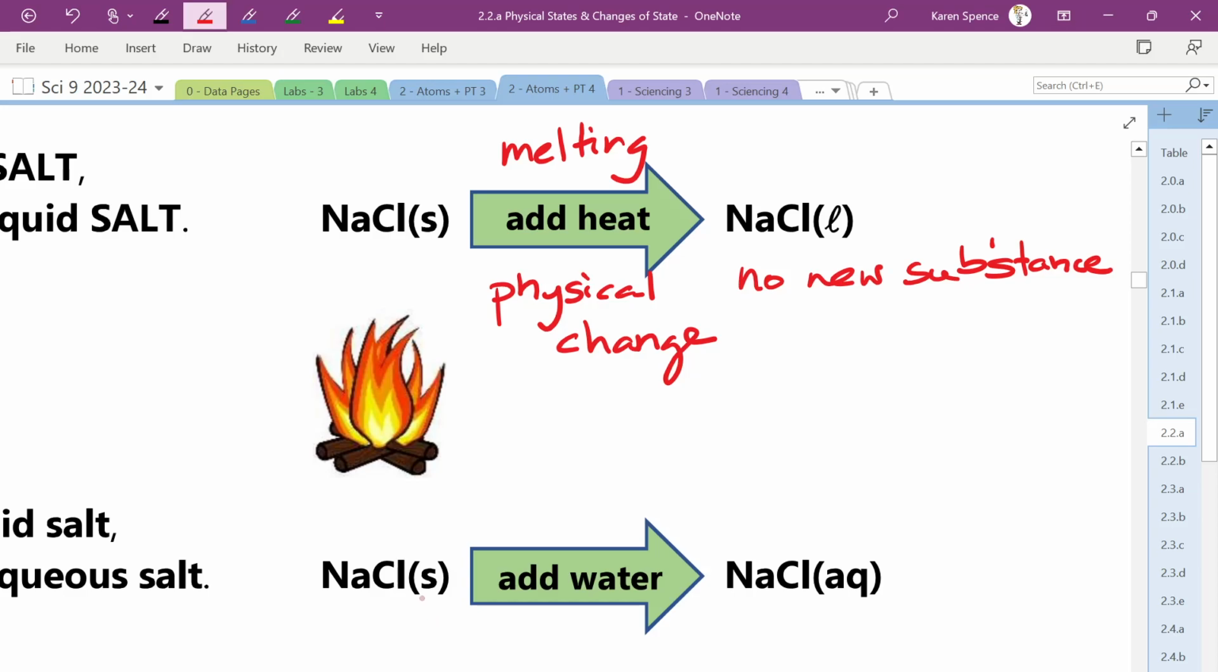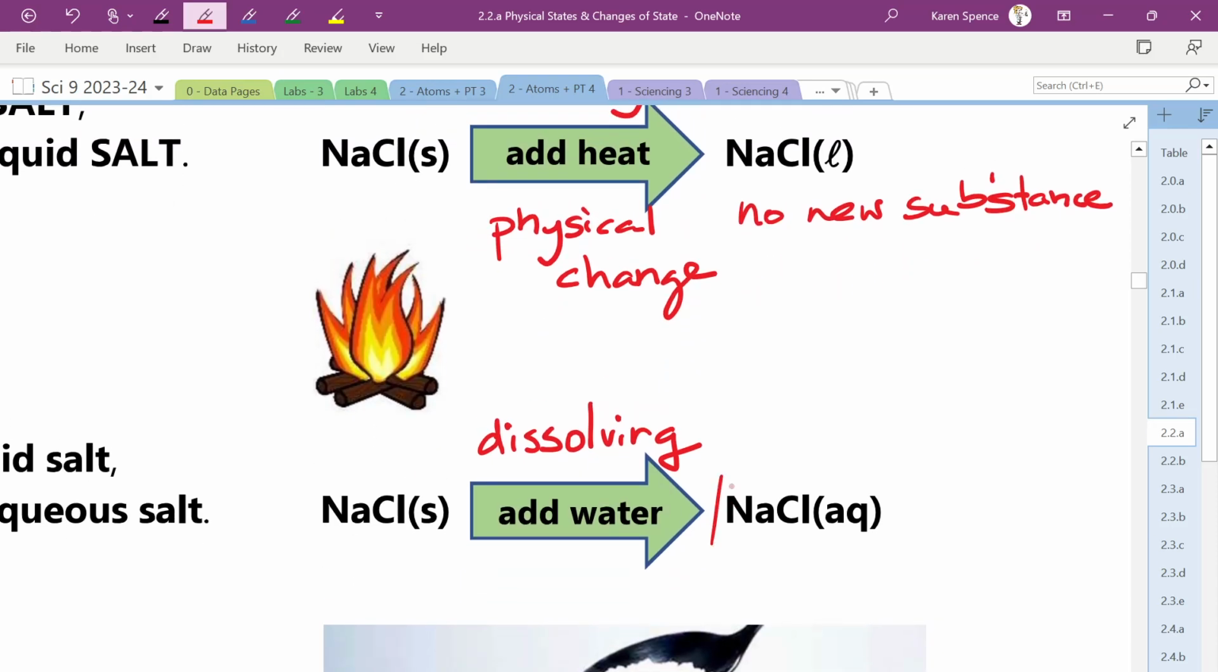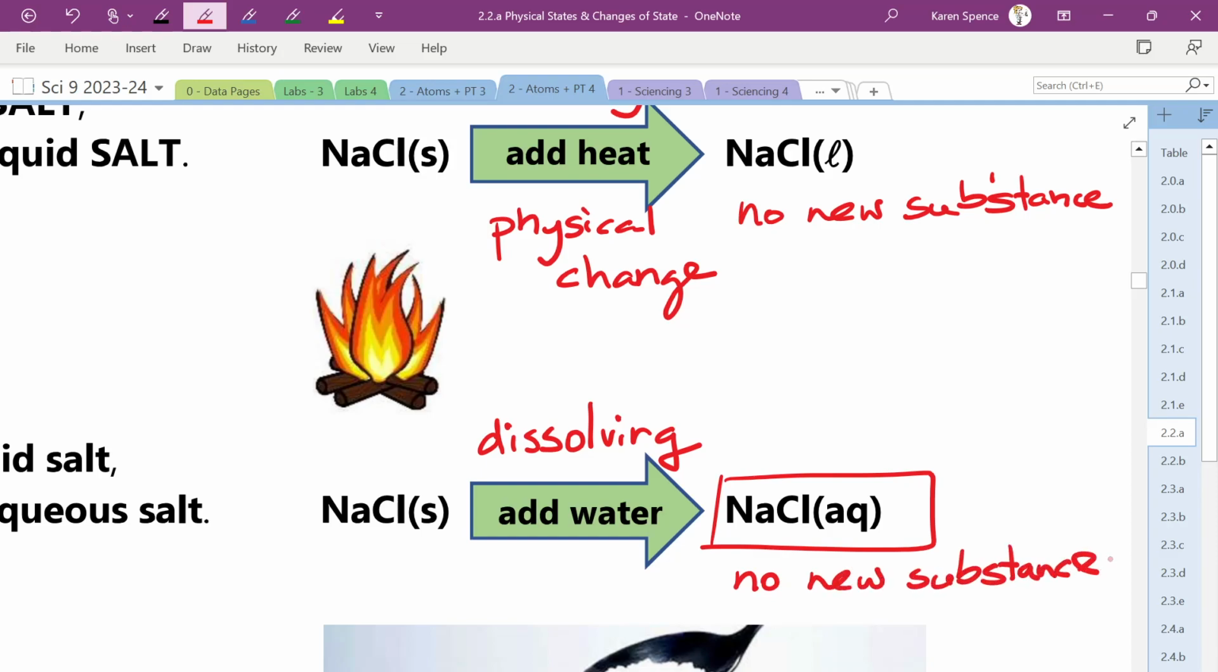Okay, if we have solid sodium chloride and we add water, what is that process called? Dissolving. Do we have a new substance or is it just the same substance? Same substance, no new substance. So therefore, is it a chemical change or a physical change? Physical change.